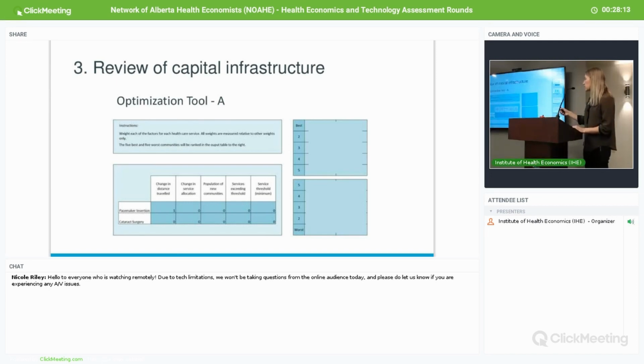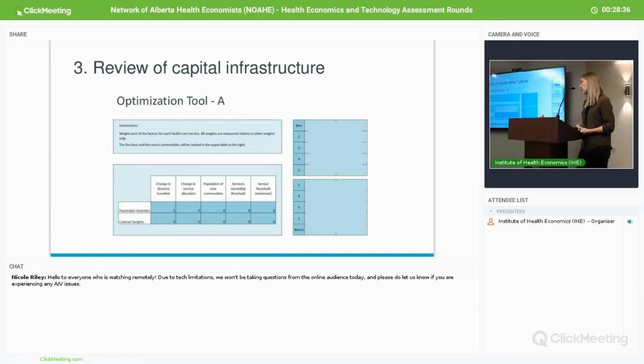They might prioritize one of 4 optimization criteria. The first is a change in distance traveled. So we're just saying we want to minimize how far people have to go. We're going to rank these normalized scores based on that. Second is the change in service allocation. This is more a measure of how many people are impacted by this allocation change.